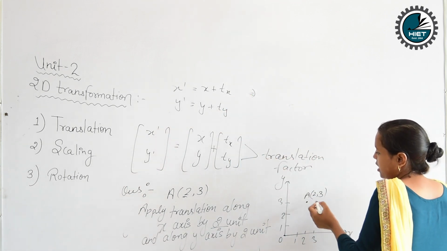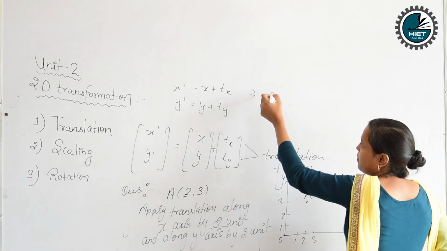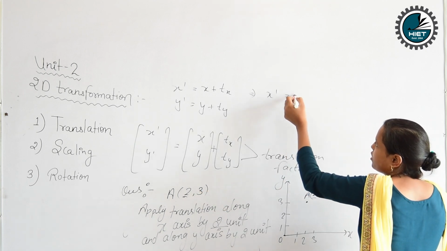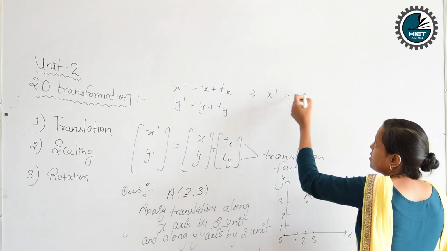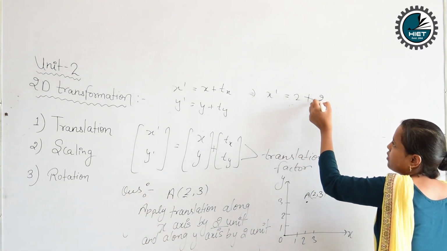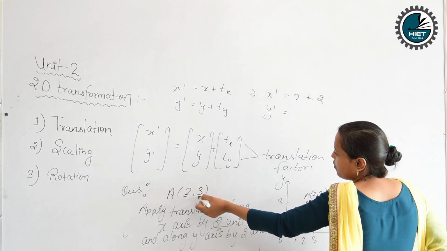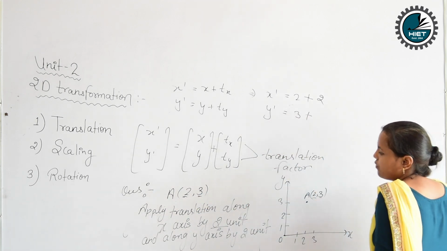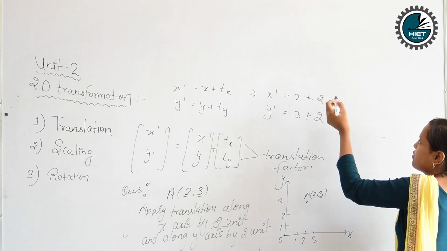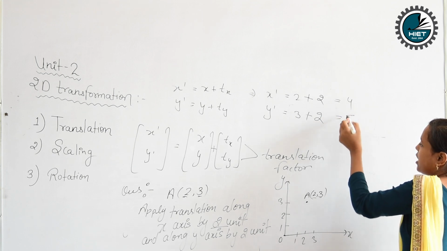So 2 and 3 are the old coordinates of point A. We put x dash equals the old point 2 of x, plus along Tx we follow 2 units, and y dash equals the old coordinate of y, 3, plus along the y axis we follow 2 units. So the new point x dash is 4 and y dash is 5.